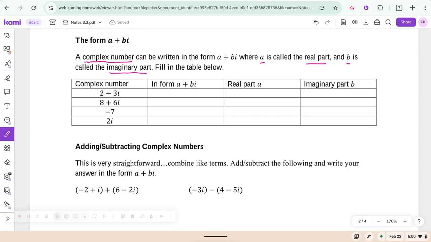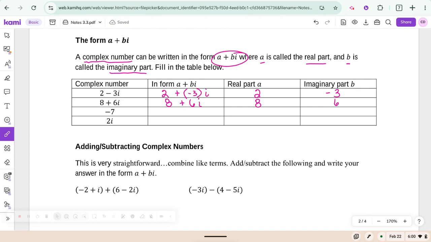The first complex number we have is 2 minus 3i. If I write it in the form a plus bi, it's going to be 2 plus negative 3i. So the real part is 2, that's a, and the imaginary part is negative 3, that's the coefficient of i. The next one is already in the form a plus bi, it's 8 plus 6i, where the real coefficient is 8 and the imaginary coefficient is 6, since 6 is the coefficient of i.